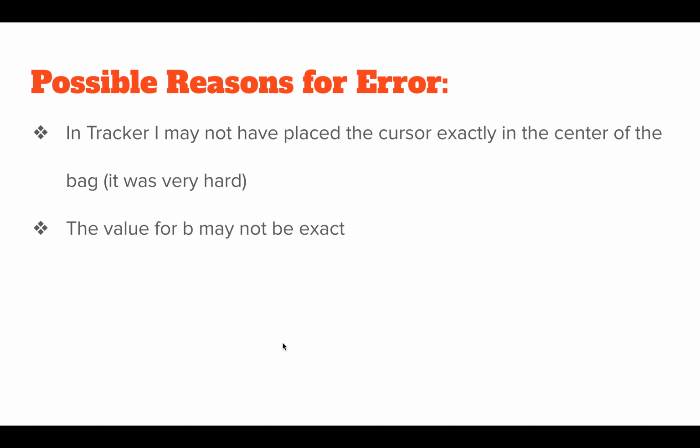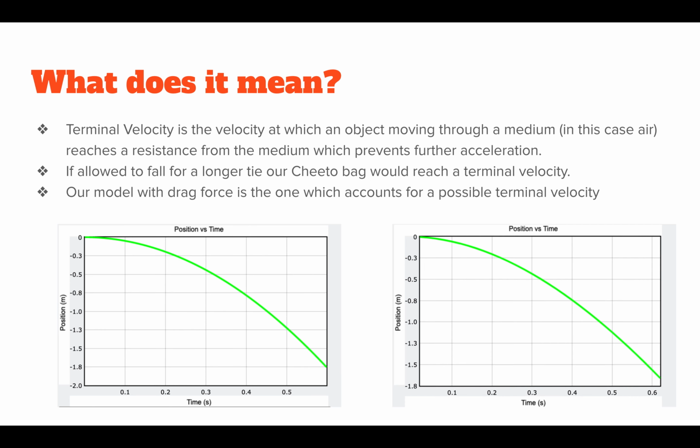Possible reasons for error: in Tracker, I may not have placed the cursor exactly in the center of the bag during the point mass analysis. It was very hard to do this while the bag was moving. And then also the value for B may not have been exact. It's very possible that I did my calculations slightly wrong, or that I wasn't able to do them perfectly, and so the value wasn't exact.